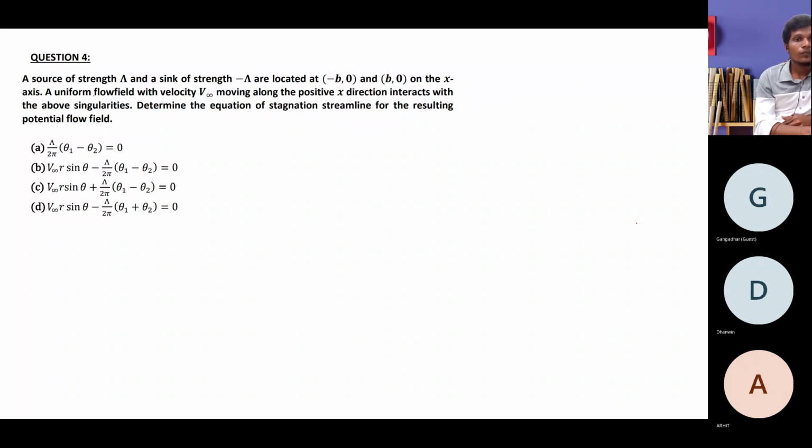In this question, the author is saying that a source of strength lambda and a sink of strength minus lambda are located at minus b comma 0 and b comma 0. Let me plot the graph again.